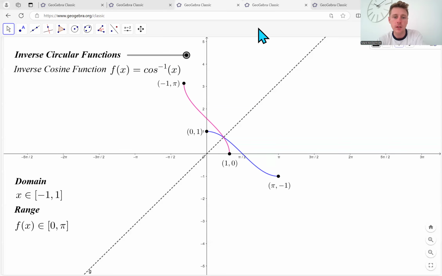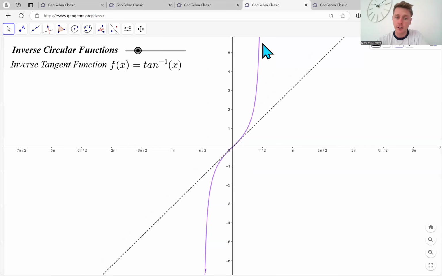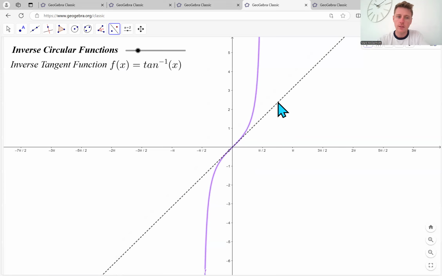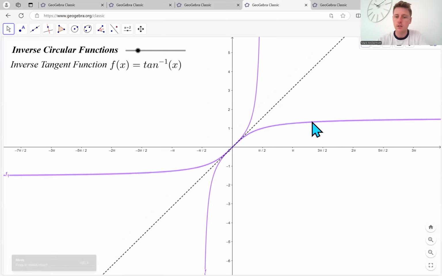Let's have a look at the inverse tan function. Again, it has to be one to one, but the tan graph, nicely enough, is one to one between its first set of asymptotes. So hopefully you can recall this is the tan graph. And what we're going to do is take that and reflect it in the line y equals x. So if we do that, we get something like this. And again, let's just change the color.